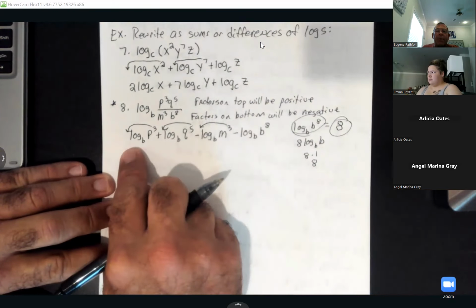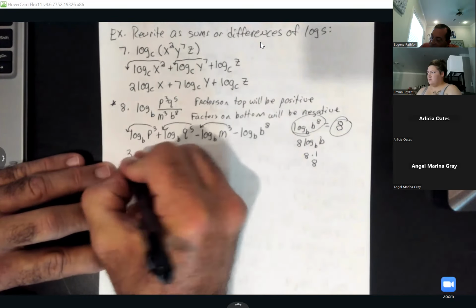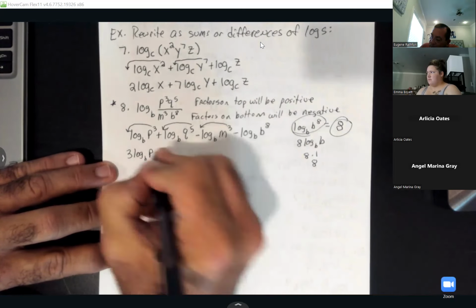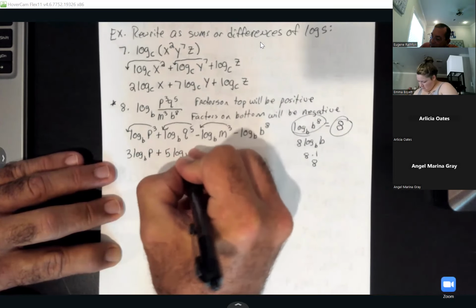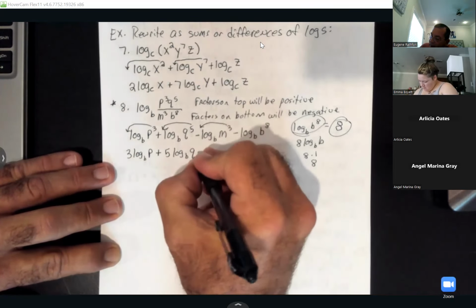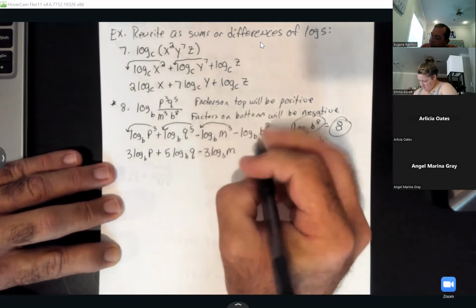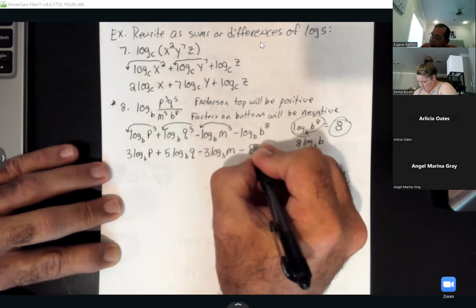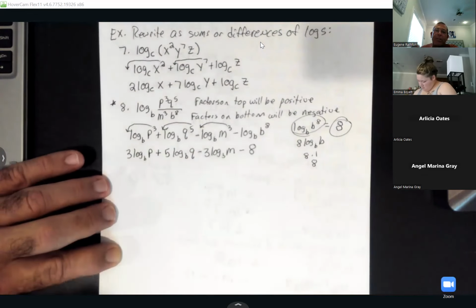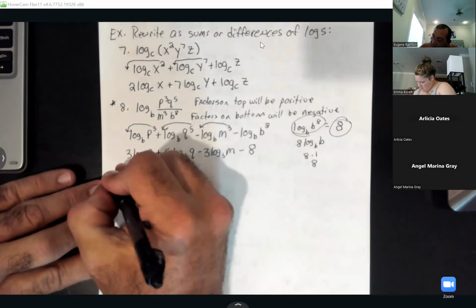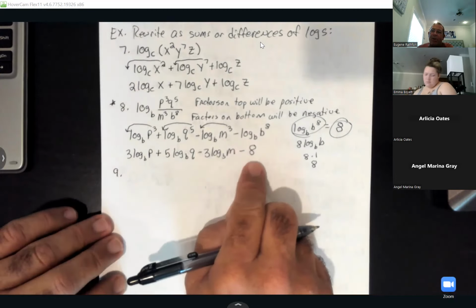So 3 of these are bringing exponents down, and then that's going to be a minus 8 at the end. So we have 3 log B of P plus a 5 log B of Q minus the 3 log B of M minus 8. So you got to put an 8 there to be in the most simplified form. And everybody's will have a number at the end when you do them in math lab, okay?